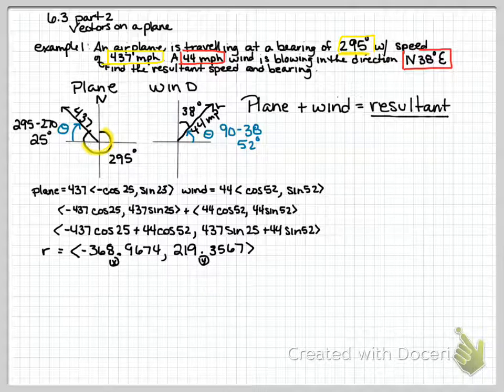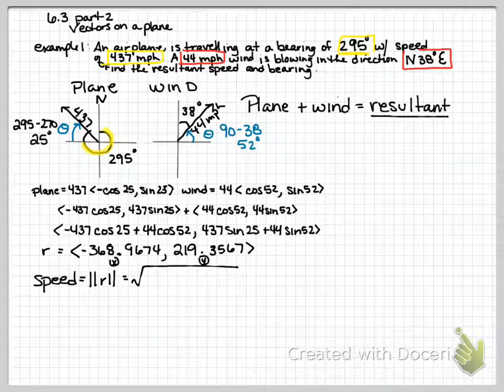So now let's find our speed. So the speed is going to be the magnitude of that resultant vector. So to find the magnitude, remember we just square the first value of our vector. So this is going to be the square root of the negative 368.9674. So I'm going to just use, because I stored it in x, I'm going to use x. So it's x squared plus the 219.3567, that value squared. And that's going to give me my resultant speed, which is 429.2485 miles per hour.